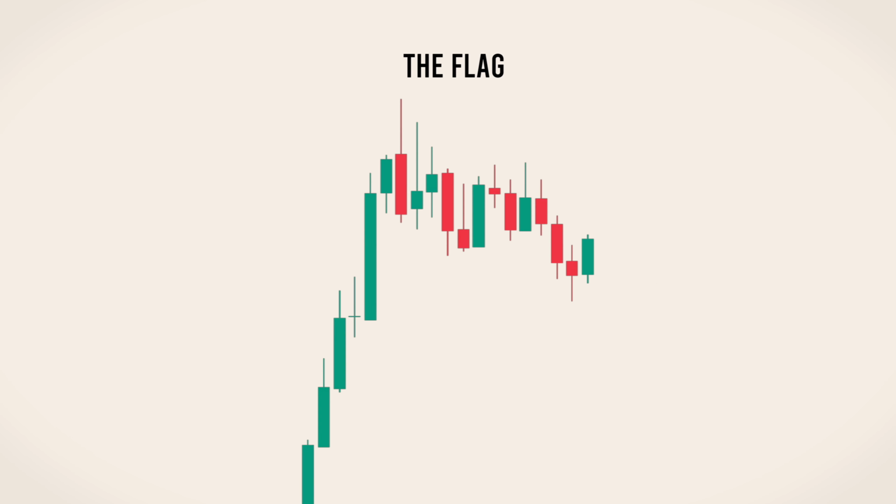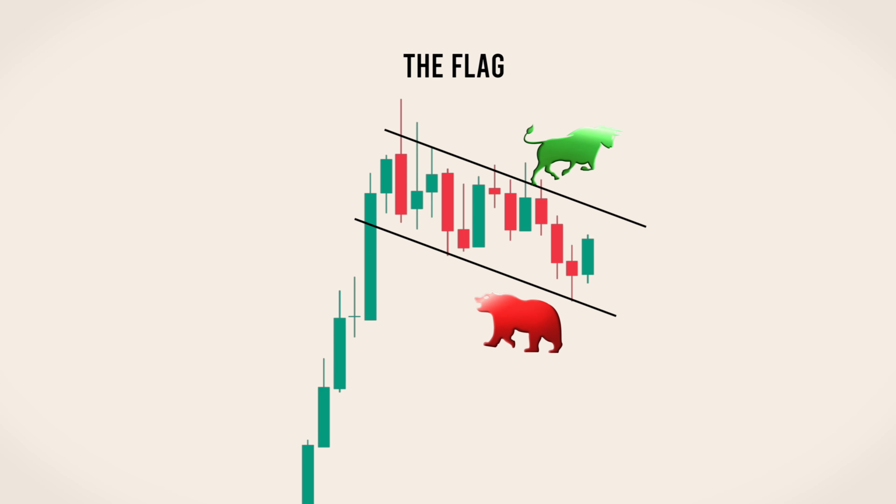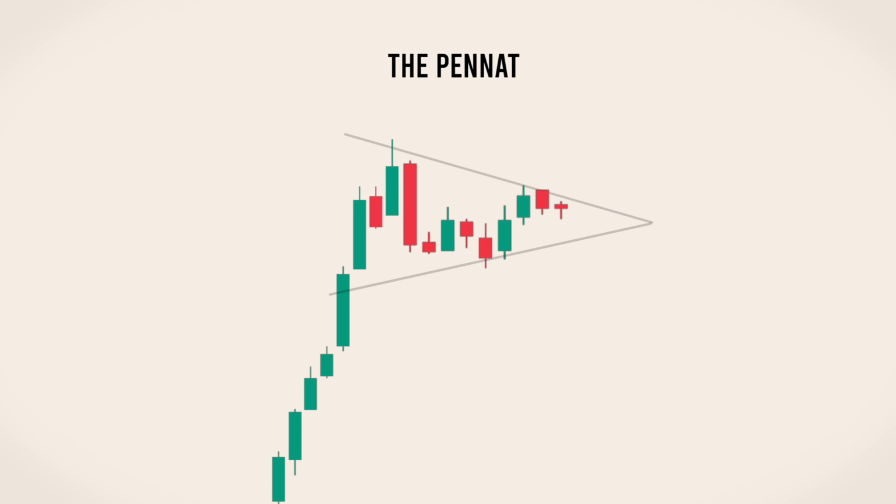The flag. A flag is a horizontal or slightly slanted box range. It looks like a rectangle flying off a pole. This tells us the market is moving sideways as buyers and sellers battle it out in a tight corridor. The pennant. A pennant looks like a small symmetrical triangle. It has lower highs and higher lows, meaning the range is narrowing or coiling like a spring. This coiling action usually leads to a more violent breakout because the energy is being compressed.